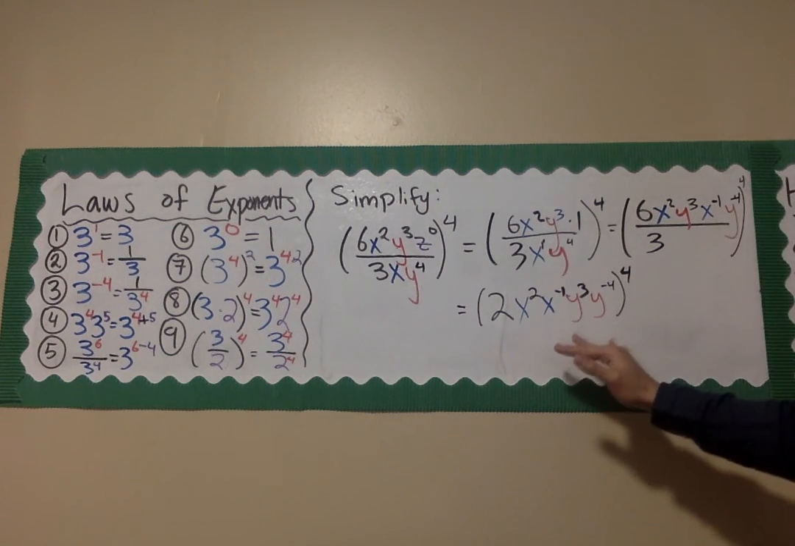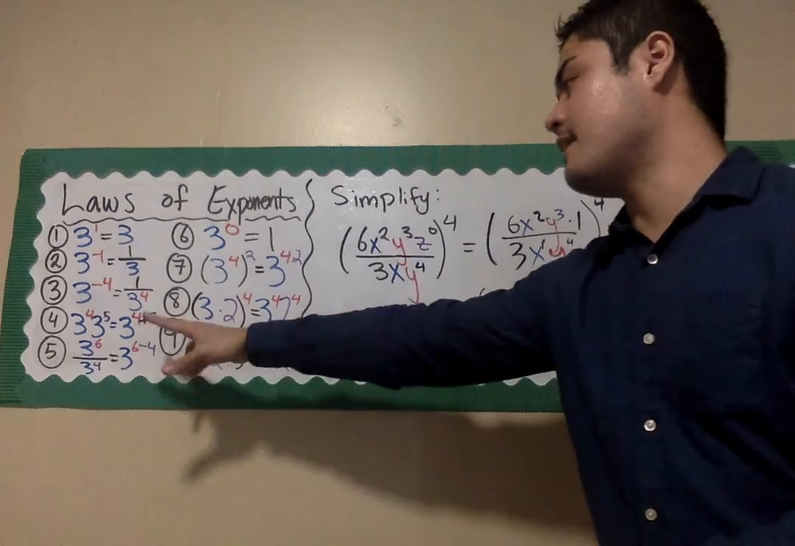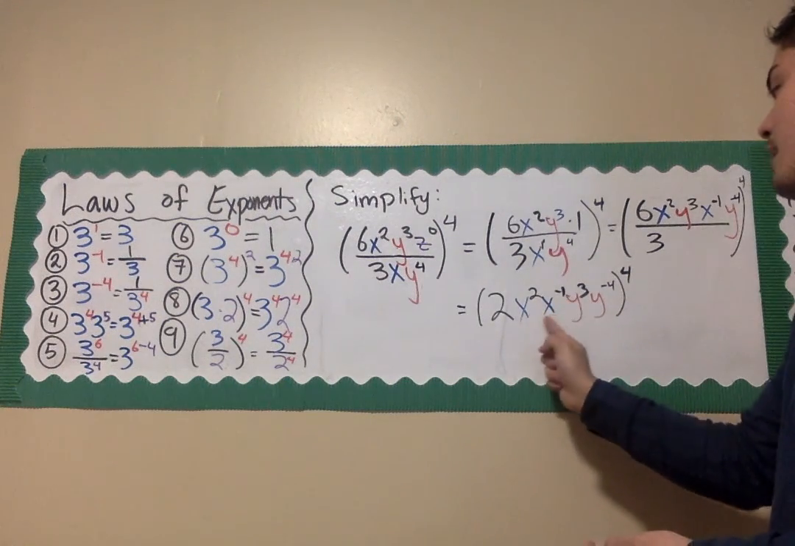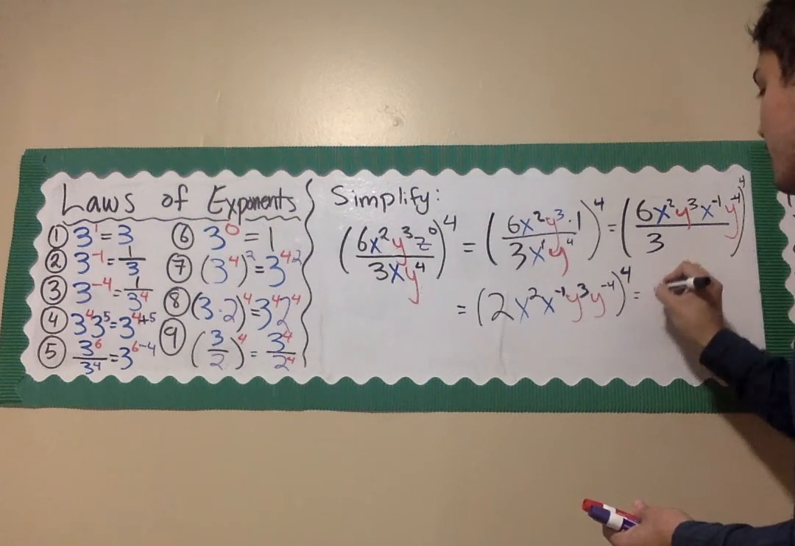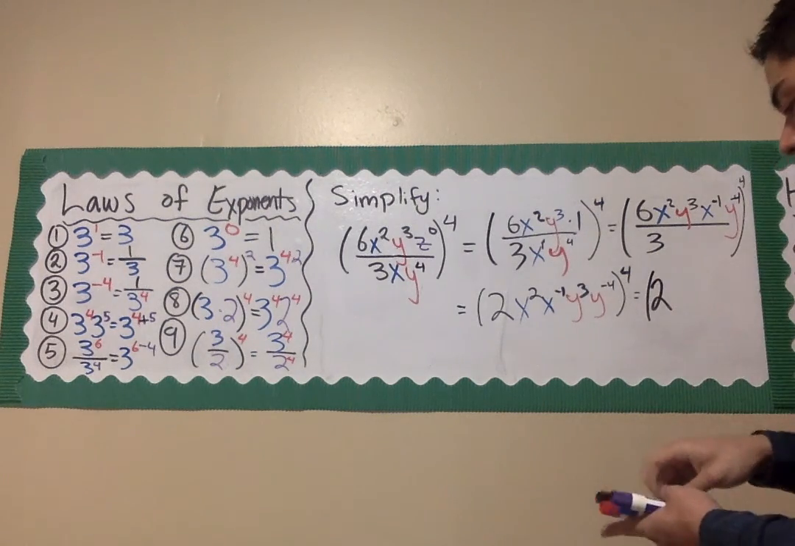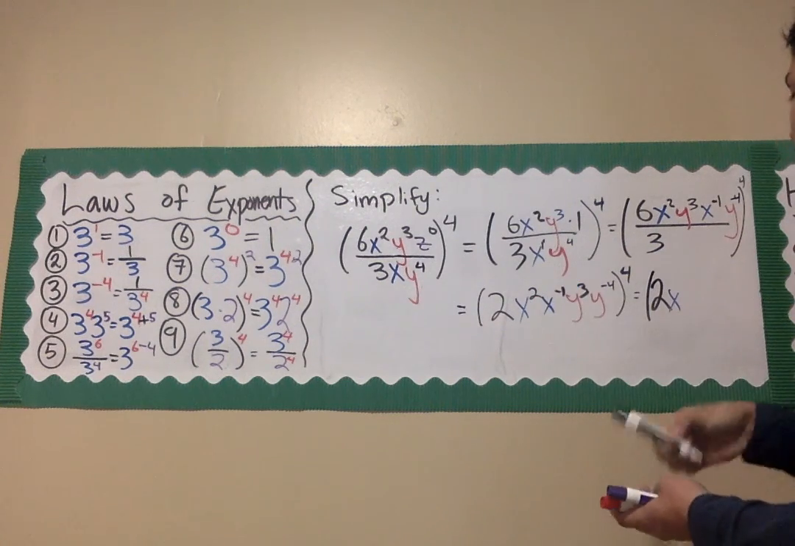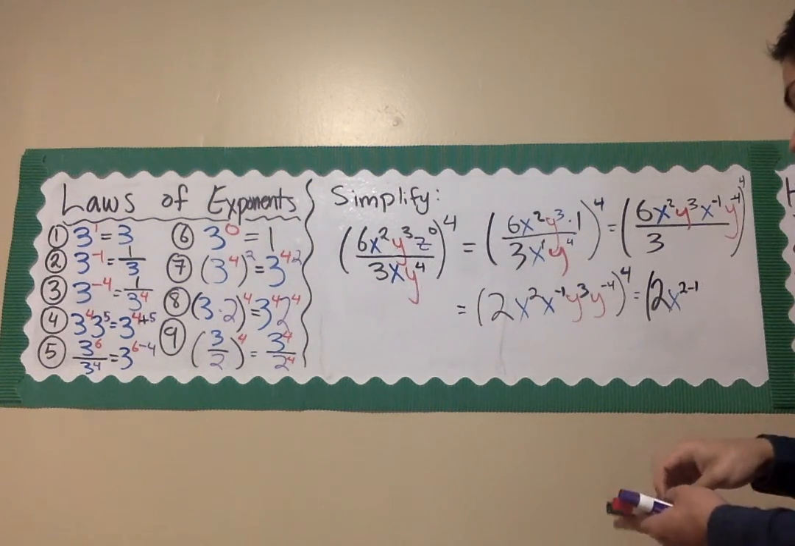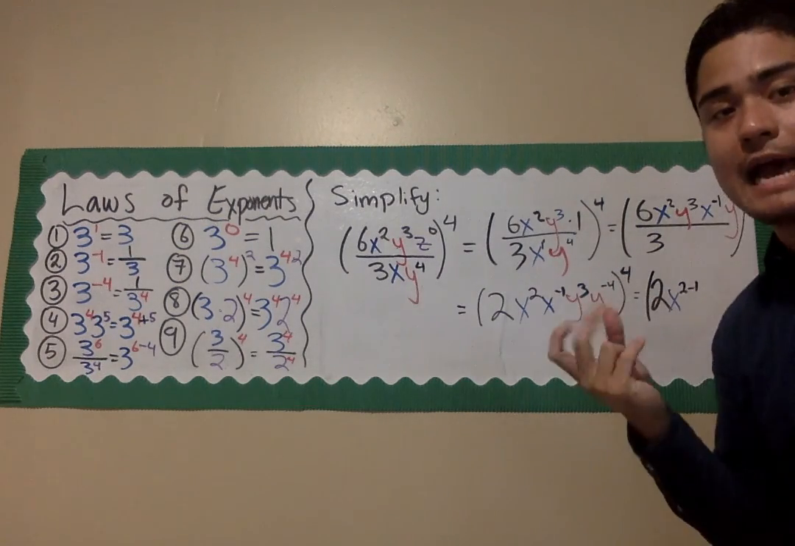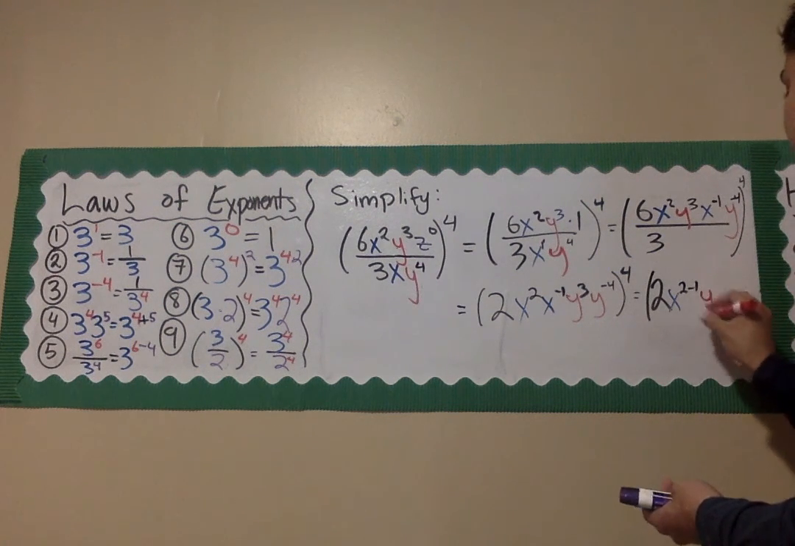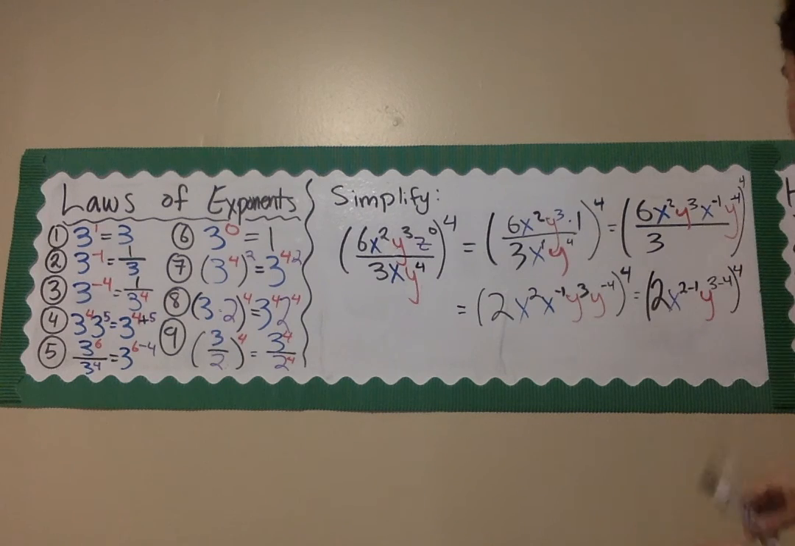And now I'm going to use laws number 4 and 5, in that when I have a product, I can just add the exponents together. So I have parentheses, 2 times x to the power of 2 minus 1. The y's, same thing. It's a product of y, so the exponents, I'm just going to add them together. We have y to the power of 3 minus 4, all to the power of 4.